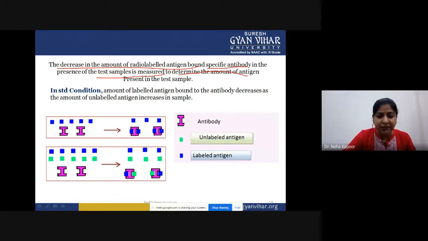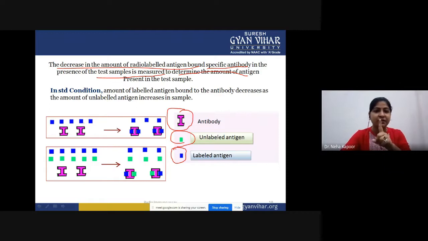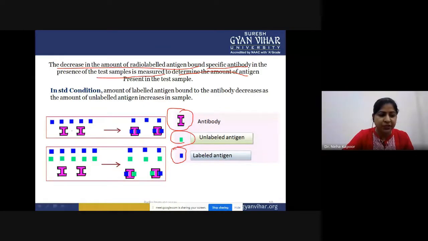Here, this eye-shaped structure basically shows an antibody. The green one is the unlabeled antigen and the blue one is the labeled antigen. So what is happening in this condition? In the first step, we are adding this labeled antigen and antibody. They are both present in the free form. But once they are present in a single test tube, they will bind together. As you can see, the radio labeled antigen has bound to both sides of an antibody. Now this is completely saturated. These antibodies are saturated with the labeled antigen.